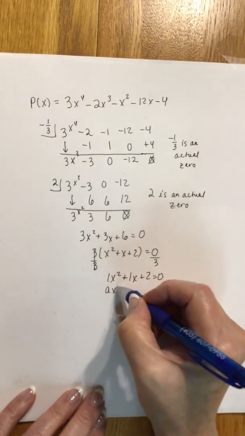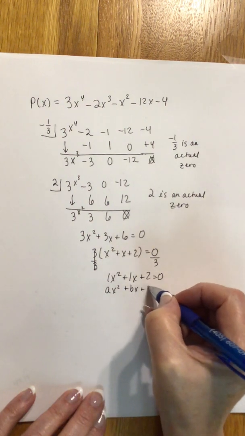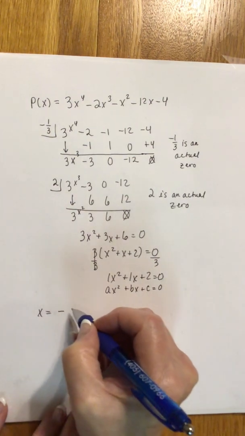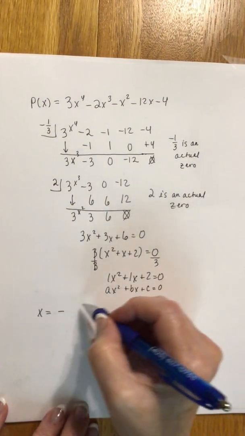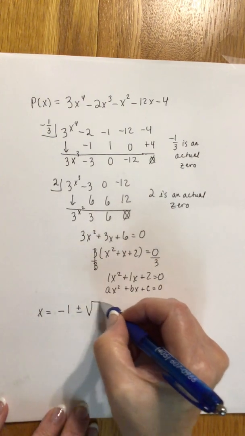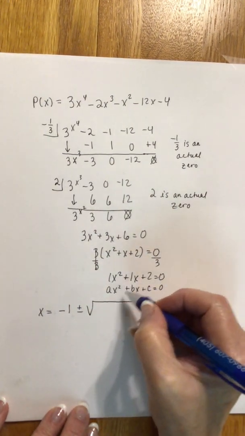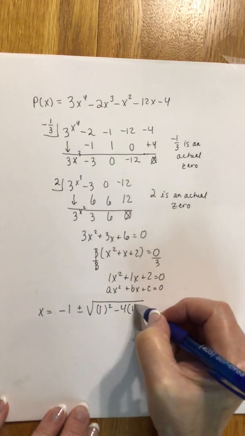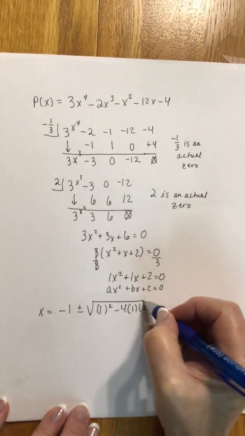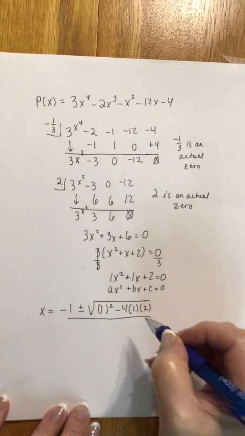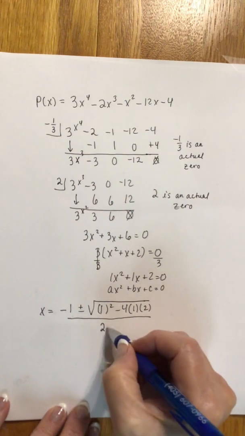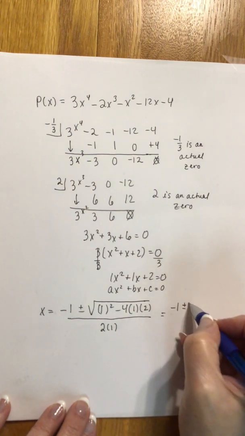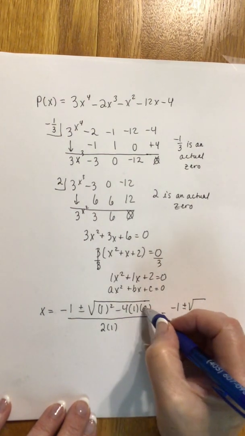So this is my ax squared plus bx plus c equals 0. So I'm going to have x equals negative b, so my b is a 1, so negative 1, plus and minus the square root of b squared, which would still be 1, so 1 squared, minus 4 times a, which is 1, c, which is 2. All over 2 times a, which is 1.